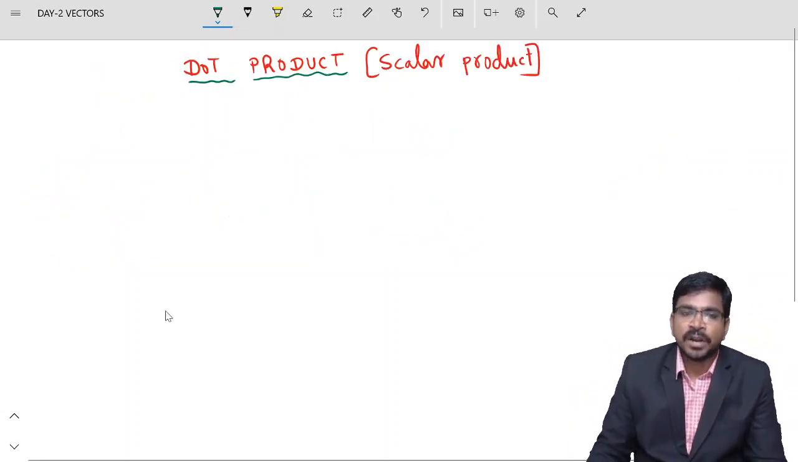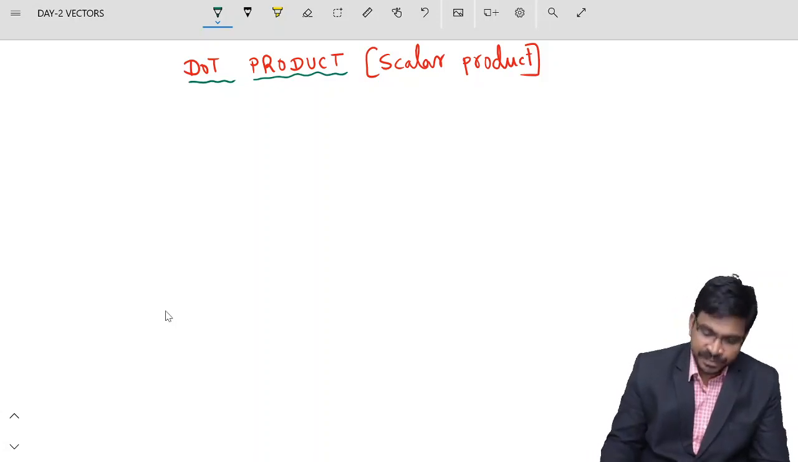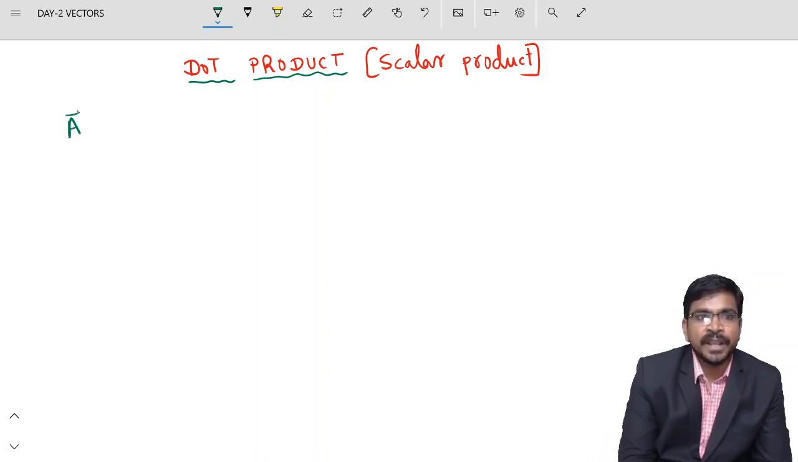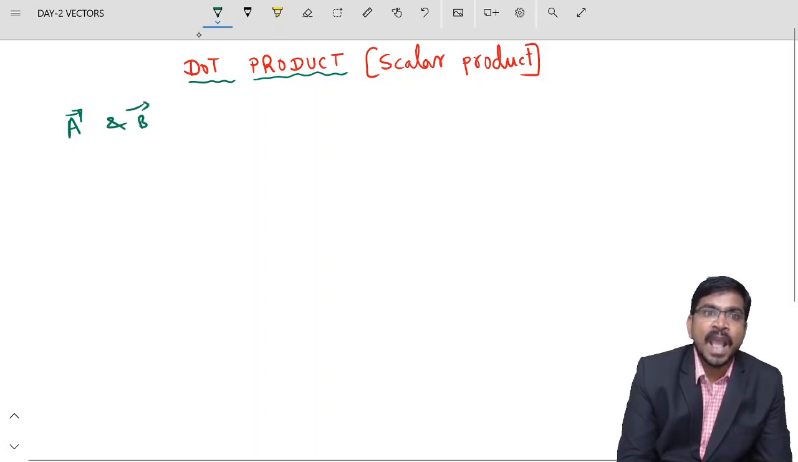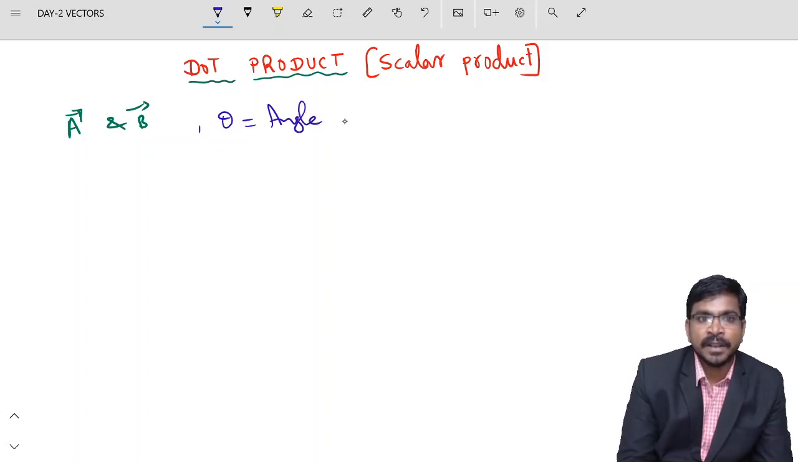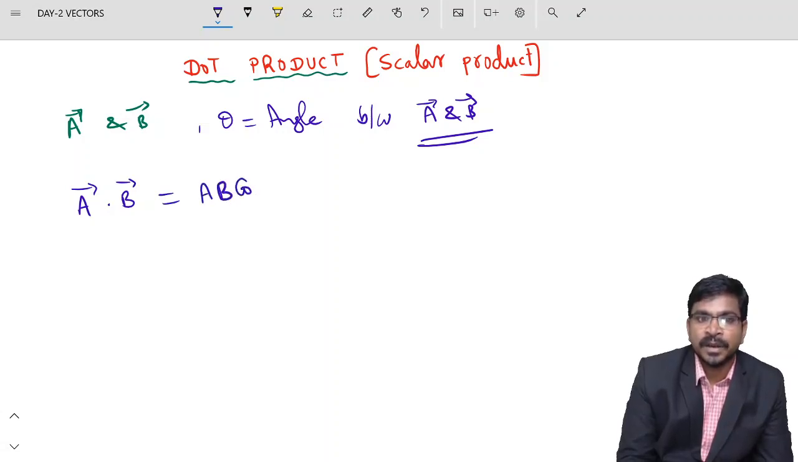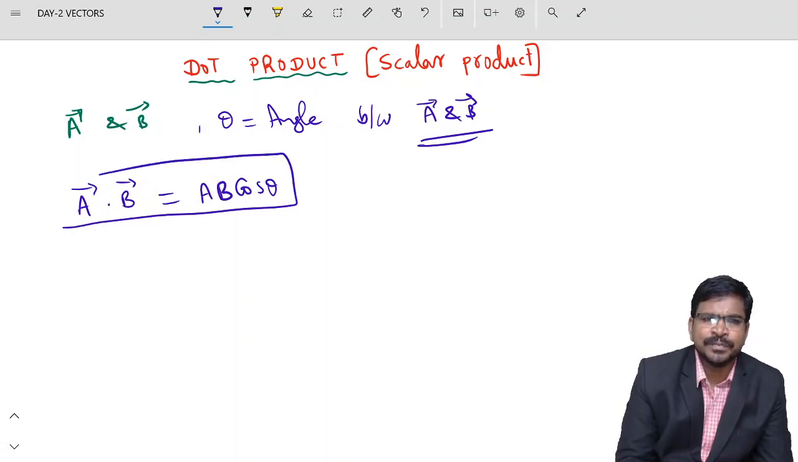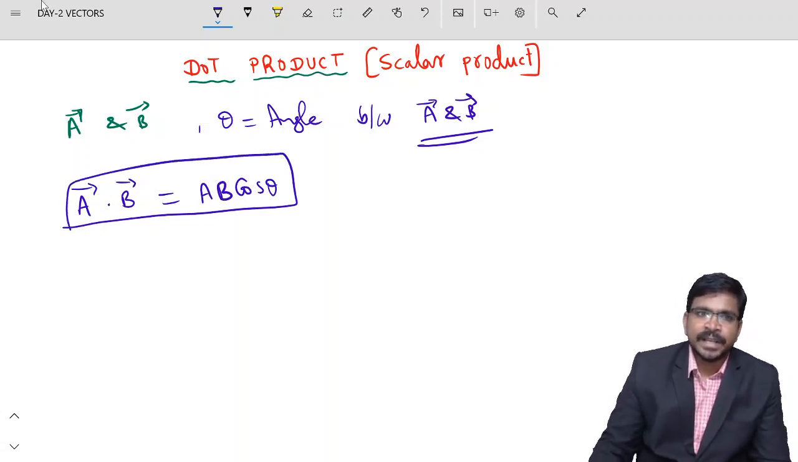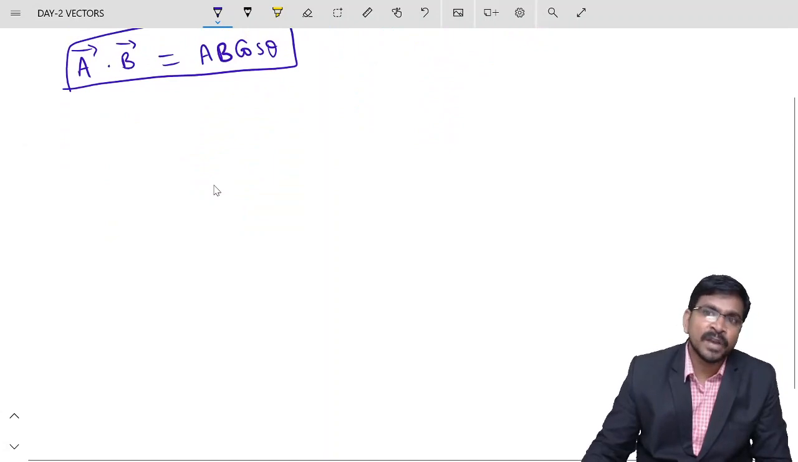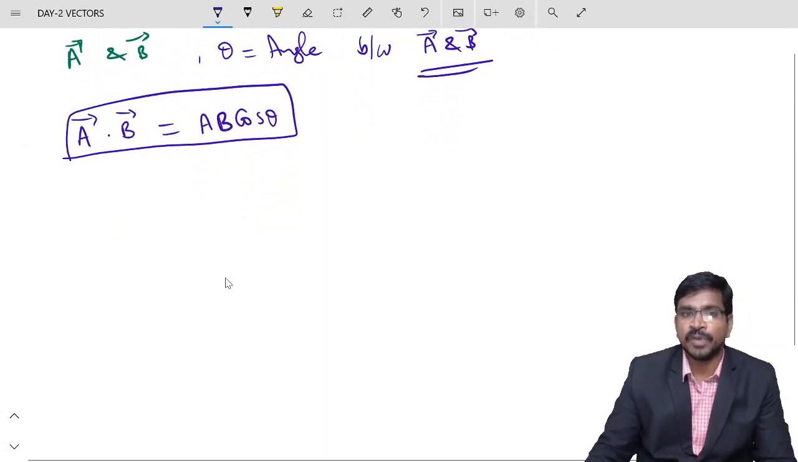Now, dot product, the scalar product. Suppose two vectors A and B are given, and the angle between them is theta. If the multiplication of the two vectors is a scalar quantity, that is called the scalar product. The formula is AB cos theta. Very simple formula. Here, if two vectors are given in polar form and in rectangular form, how do we handle them?